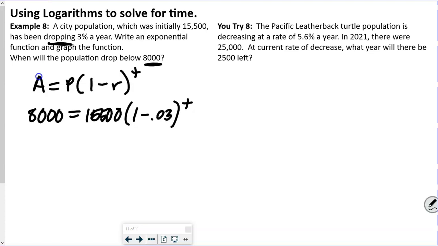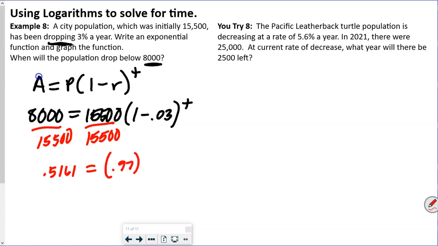So what we want to do first is divide both sides by 15,500, right? Okay. So when we do that, we get 0.5161 here, and that's equal to, if we simplify what's in the parentheses, 0.97, right? And that's to the t power. So what do you think we're going to do? We're going to take this exponential and turn it into a log, right? So we're going to take log base 0.97 of this value that's over on the left, 0.5161, and that's going to be equal to t.